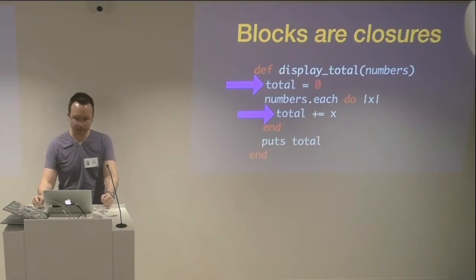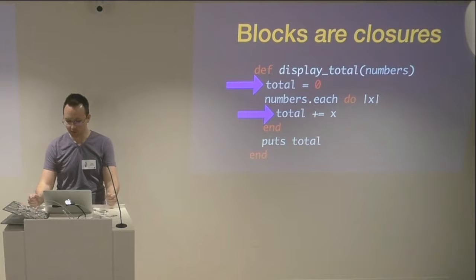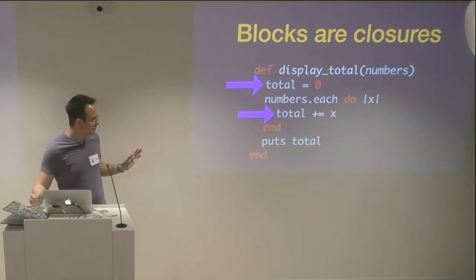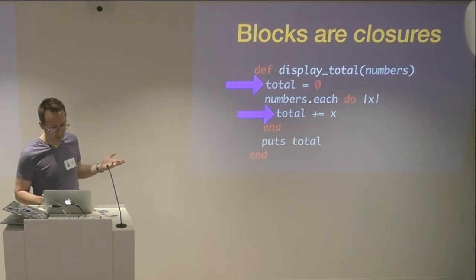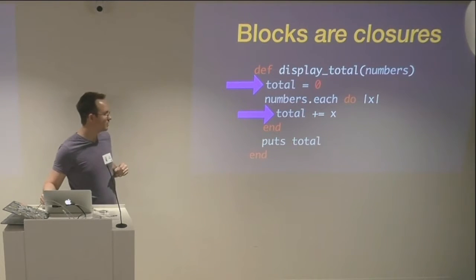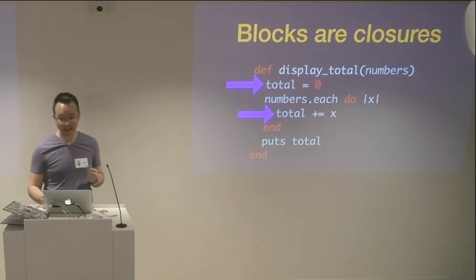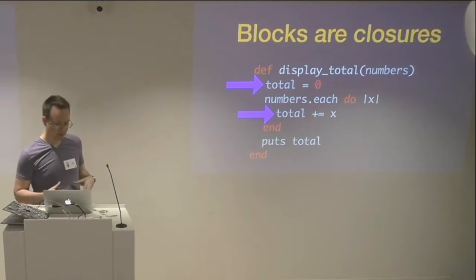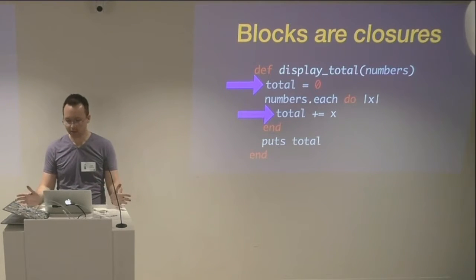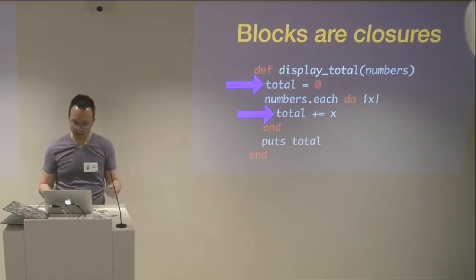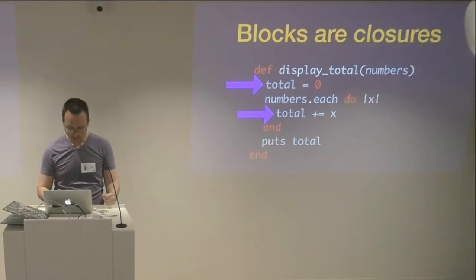Blocks can access variables outside of themselves. So going back to the previous example with the normal Ruby, on the first line of this method, we see a variable called total being created. And then inside of the block, that variable is being accessed and changed. So the block is using a variable outside of itself. This is different to methods. Methods can't access the local variables in other methods. That just wouldn't make much sense.